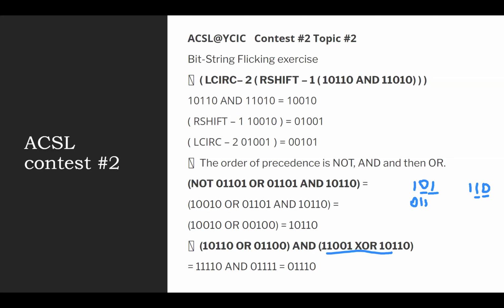So the first digit's 1, and this one's 1. Since they're the same digit, then the output is 0. For the second digit, it's 1 and 0. They're different digits, so the output would be 1.